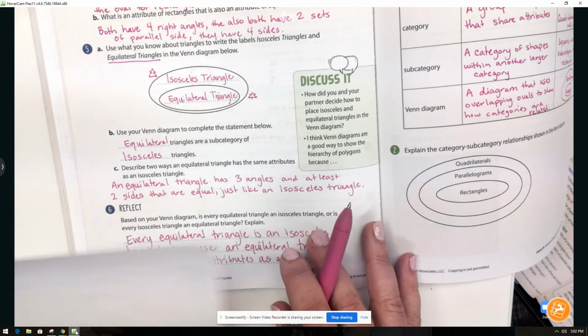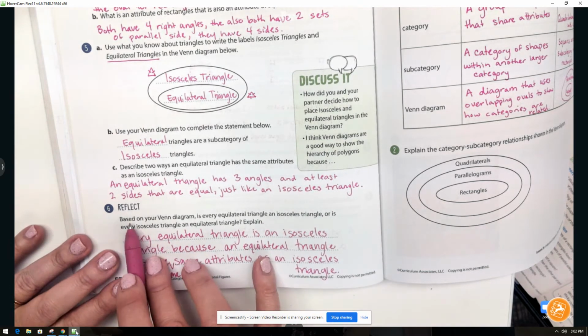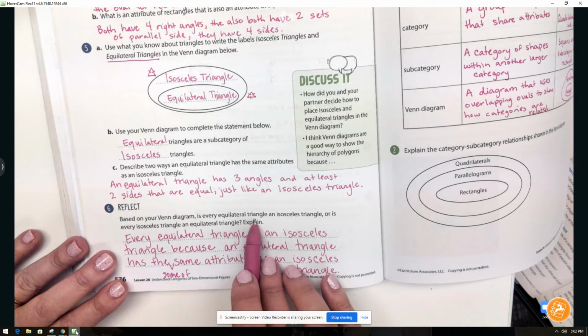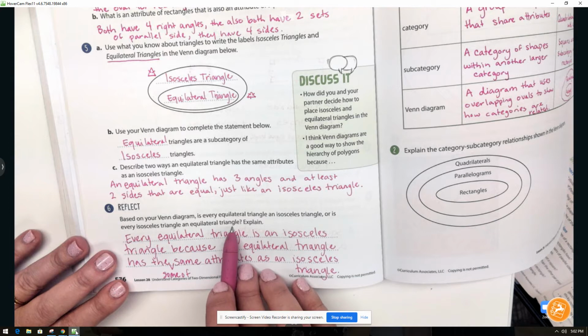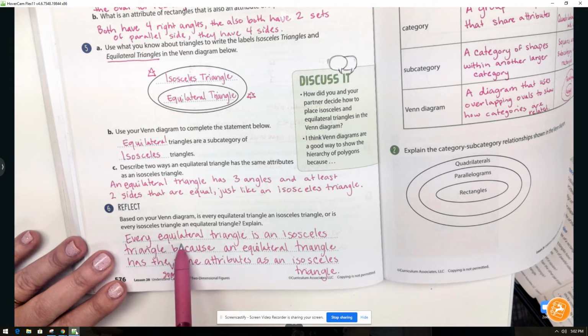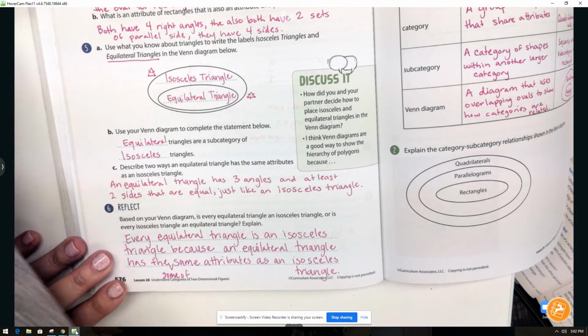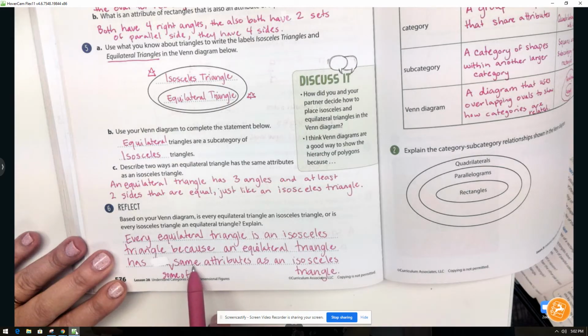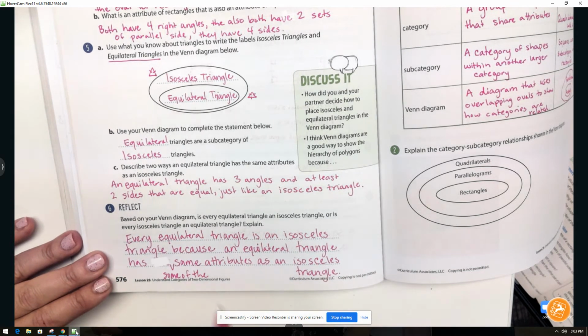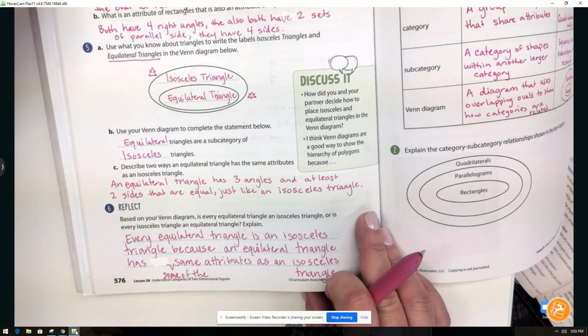So if we're reflecting back, the question here is, based on your Venn diagram, is every equilateral triangle an isosceles triangle, or is every isosceles triangle an equilateral triangle? So we know now that every equilateral triangle is an isosceles triangle, because an equilateral triangle has some of the same attributes as an isosceles triangle. You can pause your video and get that written down, and when you're ready, we'll go to the next page to fill out our graphic organizer.